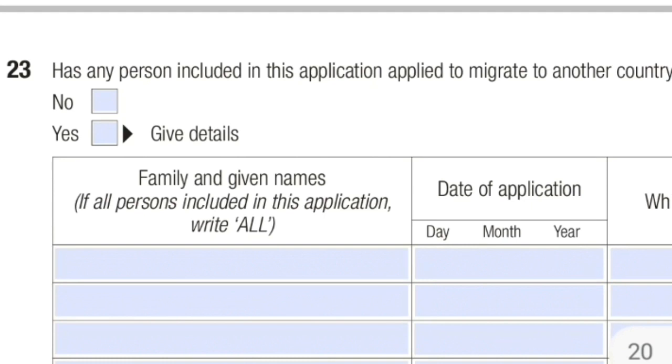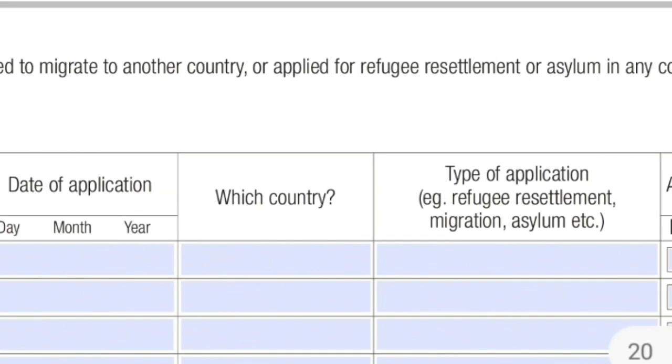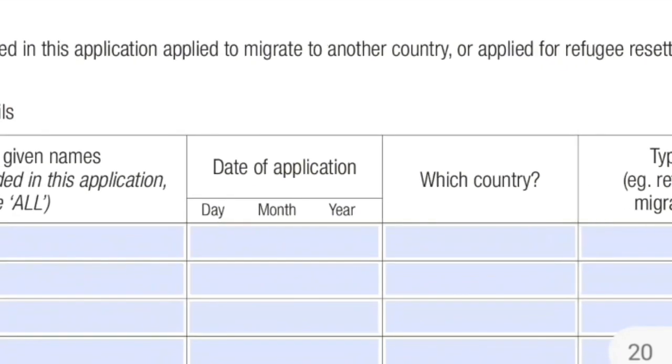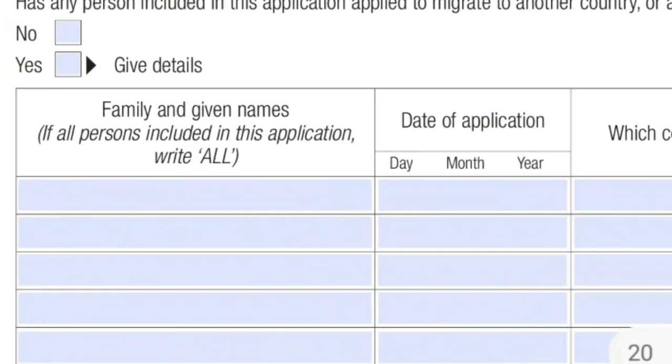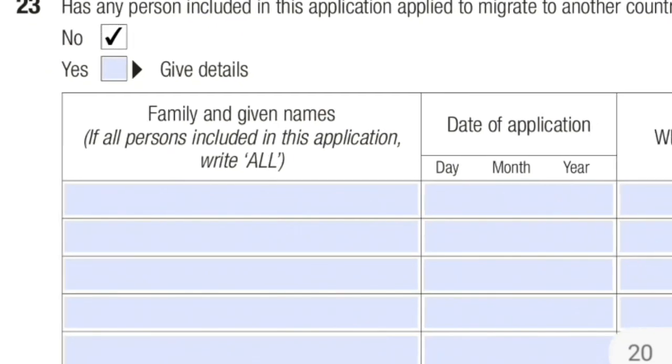Question 23. Has any person included in this application applied to migrate to another country or applied for refugee resettlement or asylum in any country? If yes, write the details in the table.